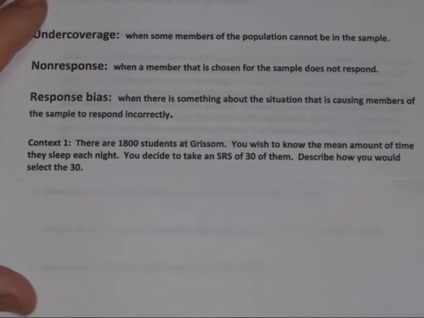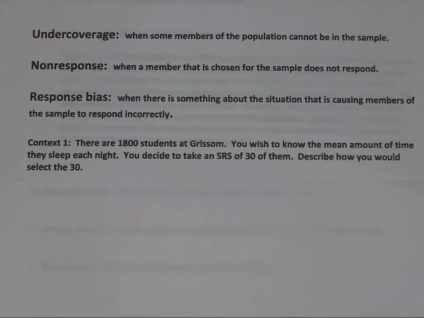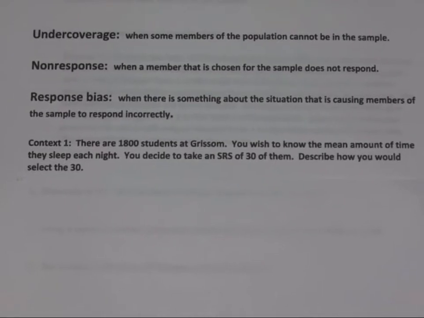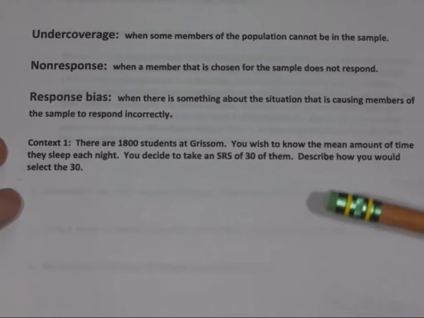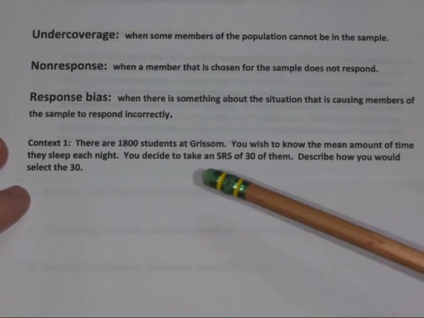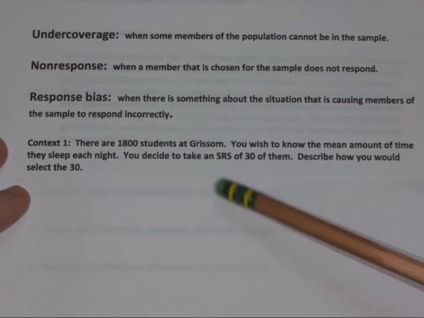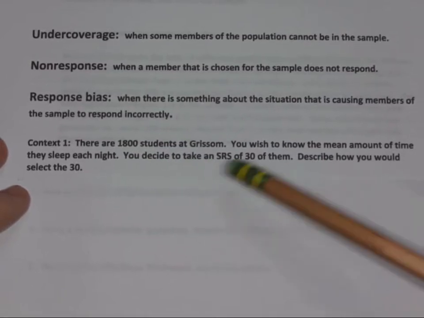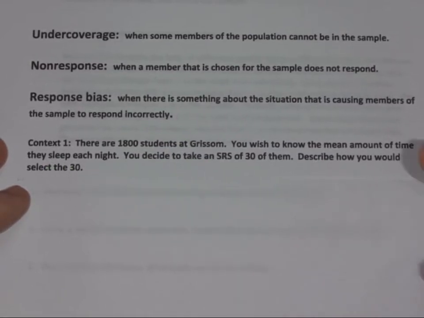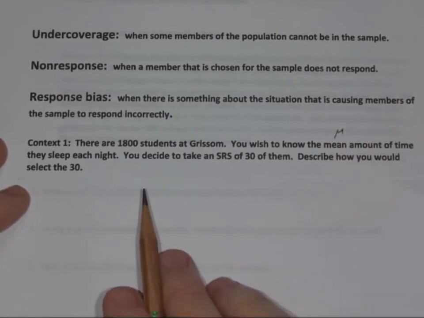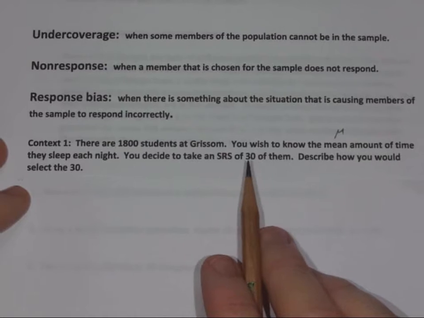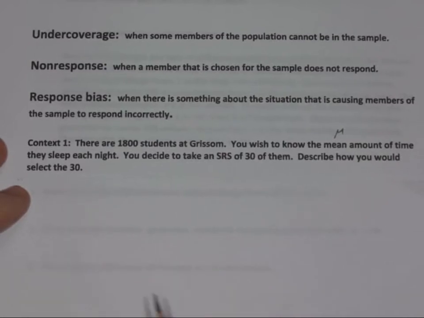All right, so one of the main skills you have to be able to do, and this is on the exam every year, is to be able to clearly state how you would randomly select. It's not hard to do, but this will be on the exam, so you've got to do these 3 steps. All right, so our first problem here says this. There are 1,800 students at Grissom. You wish to know the mean amount of time they sleep each night. So that would be a population mean. All right. You decide to take a simple random sample of 30 of them. Describe how you would select the 30.